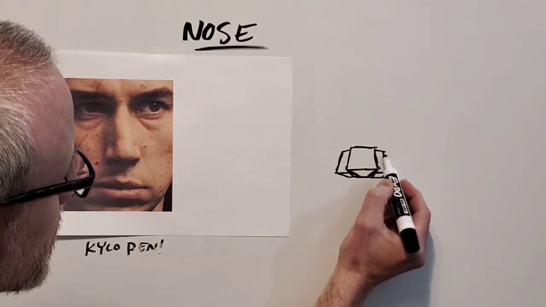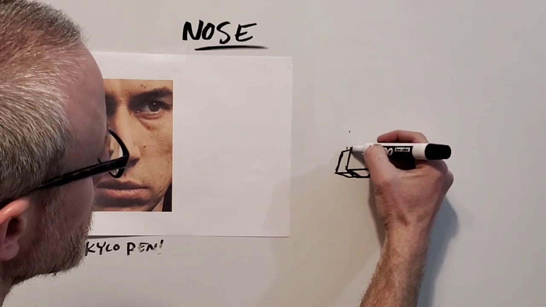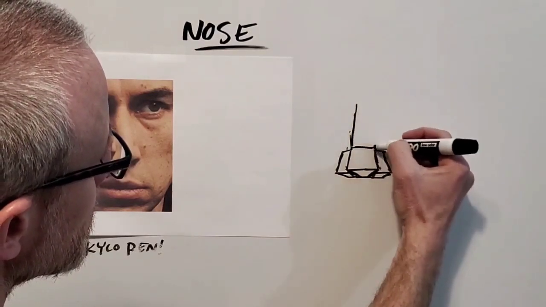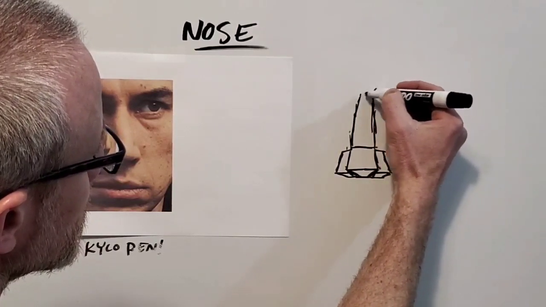Because the nose is made up of all kinds of rounded, curved shapes, but if you can simplify them into what you see as more blocky, it'll make it a lot easier when you're approaching the shading of it. And that's what really makes the nose look real, is the shading.